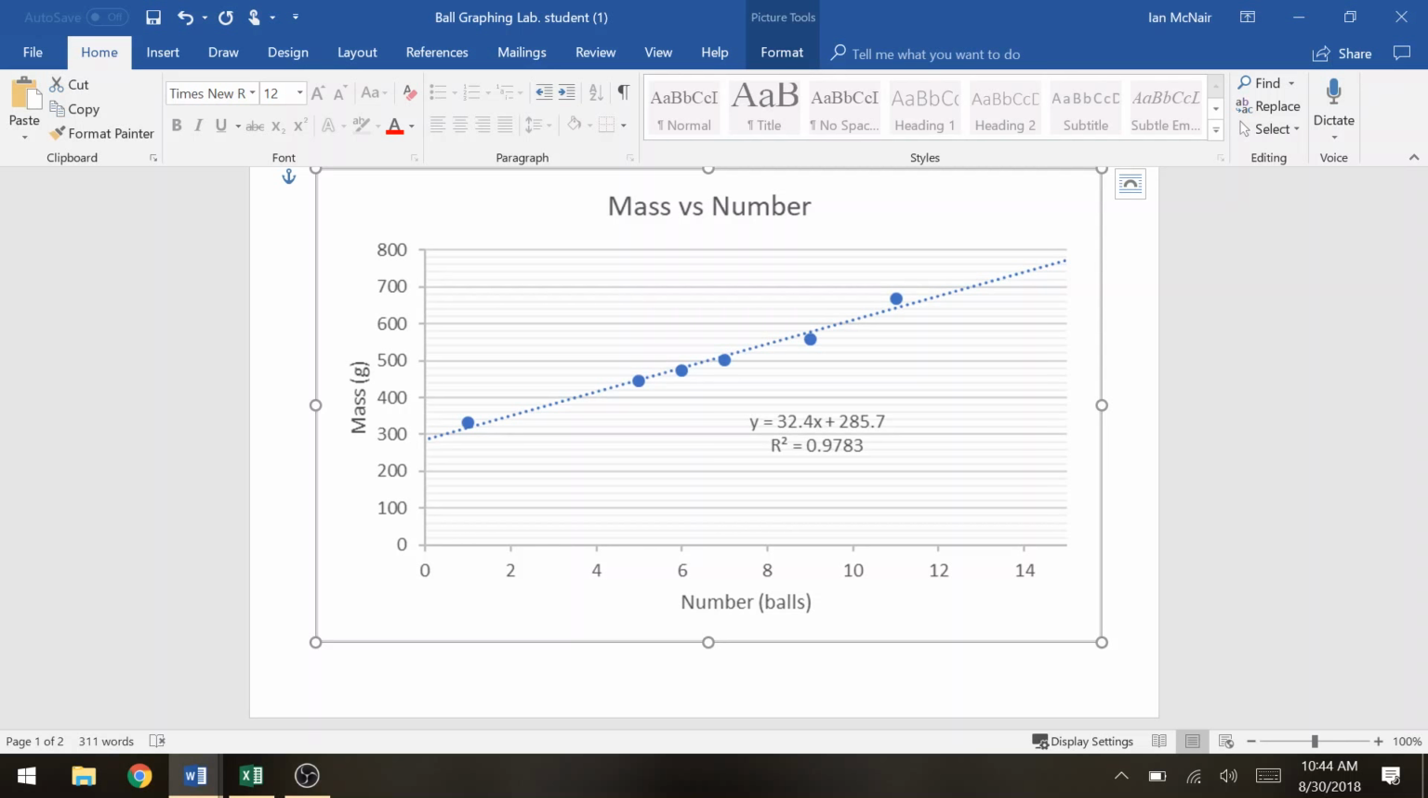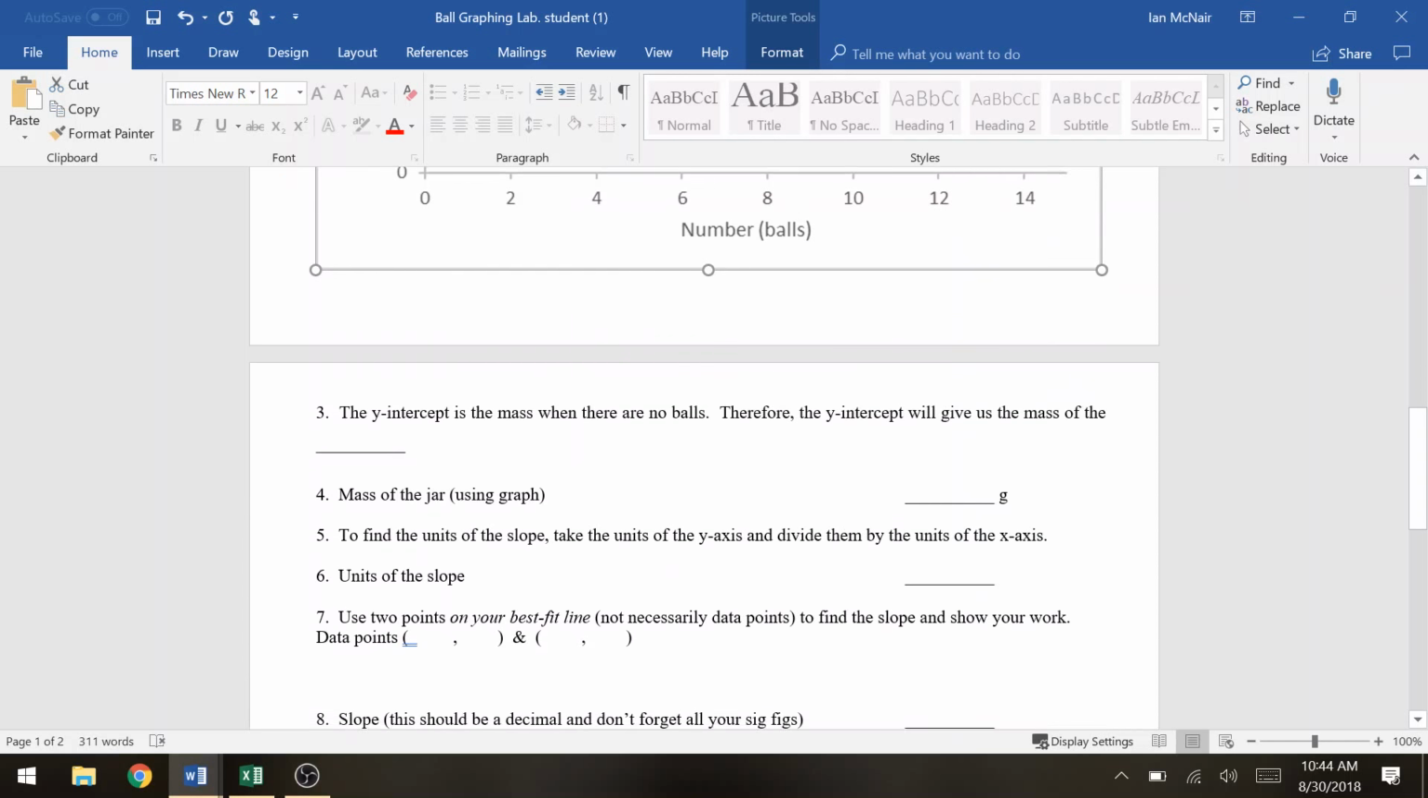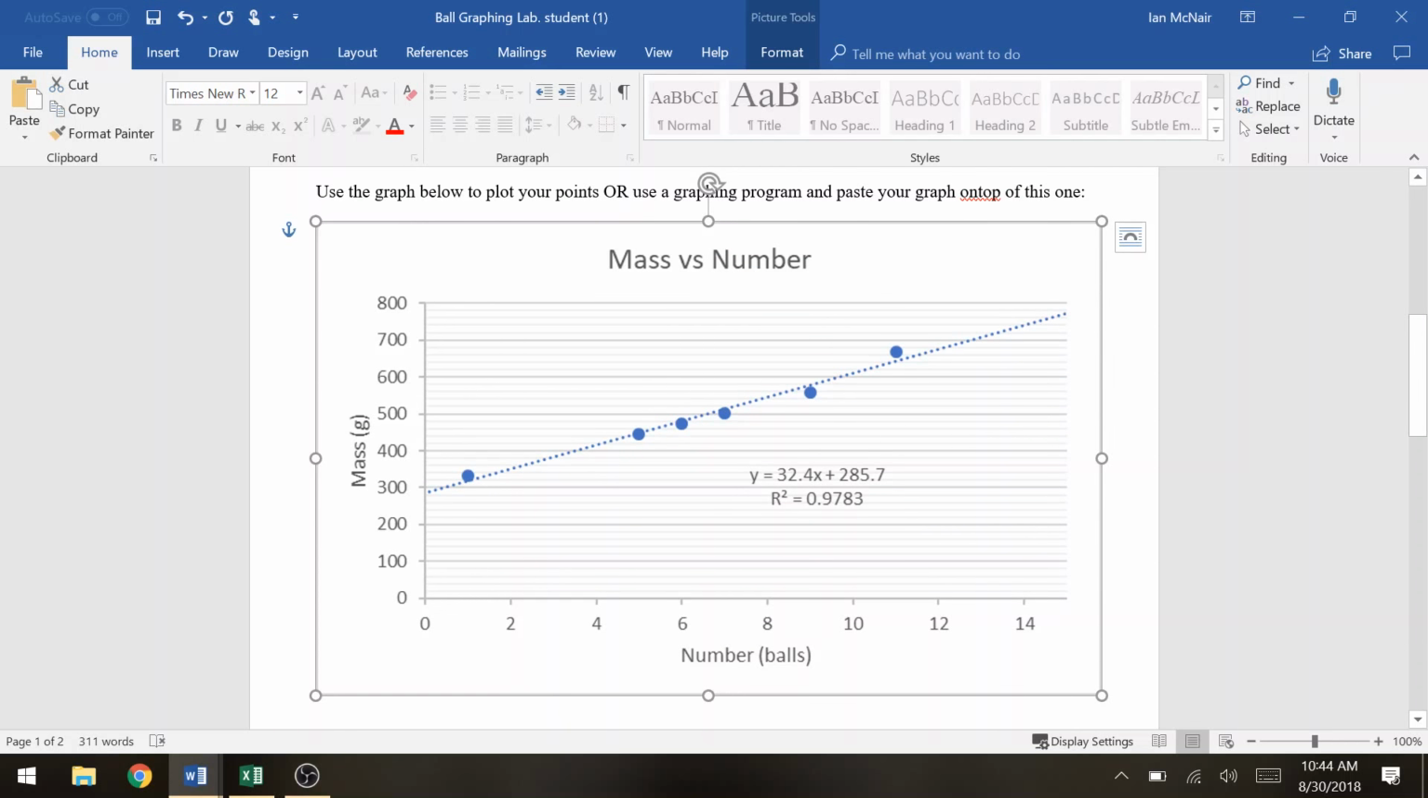Nice. Okay, so now we're going to try to understand what it means. We're going to do it in the context of balls in a can. The y-intercept is the mass when there are no marbles in that can. So how come our graph doesn't go to 0? Can anyone raise their hand and tell me? Diego? It's the mass of the can, right?